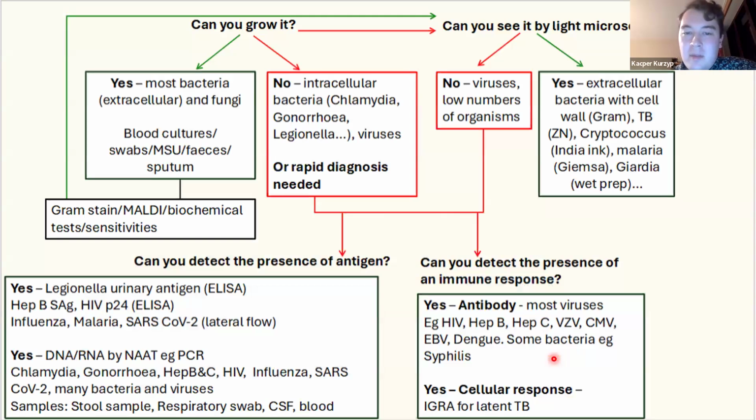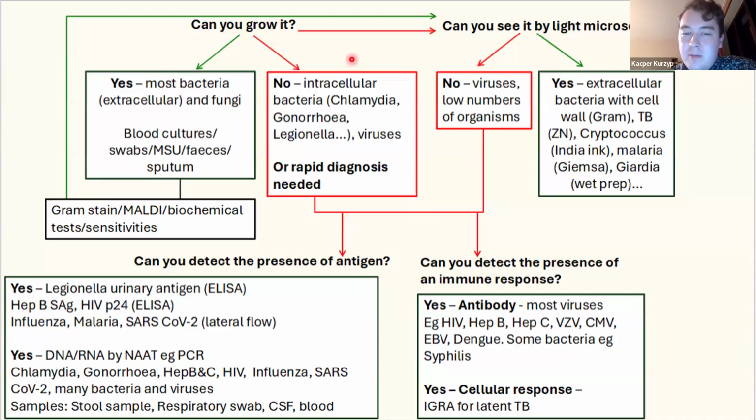Again, this is a summary of how to diagnose different things in terms of investigations. I'm not going to go through everything, but you want to ask yourself, what's the most likely thing? And once you know that, you want to ask, is it culturable? Will it grow? If so, culture it, and then you can do a lot of different things.